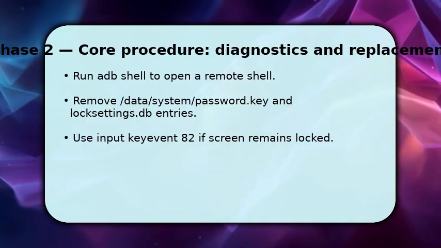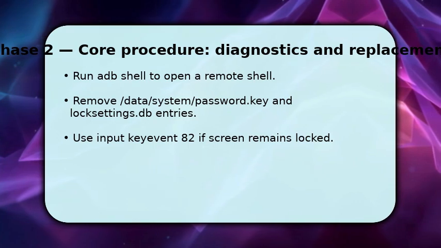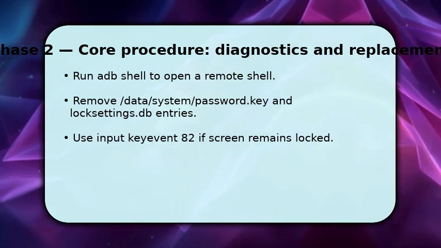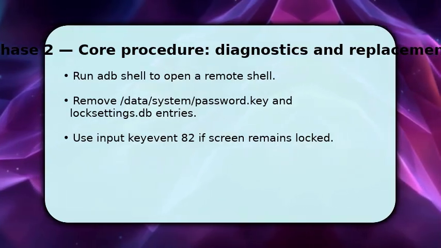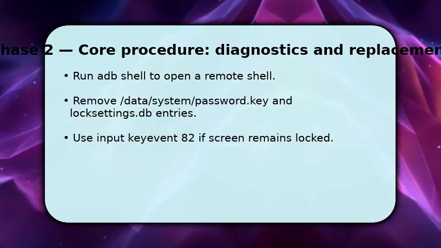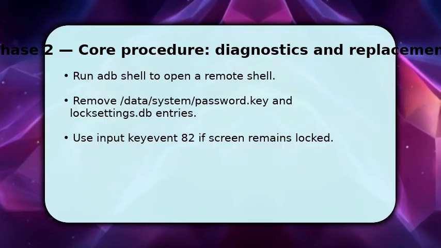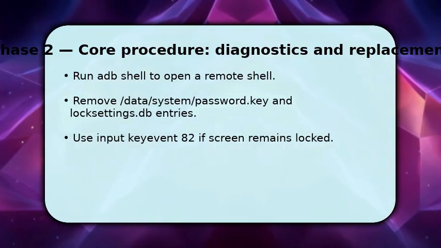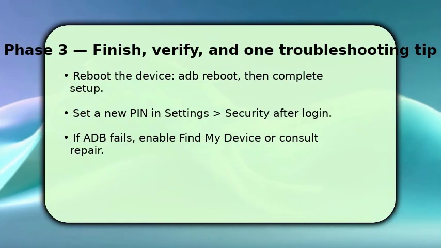If the device denies rm, use adb shell sqlite3 /data/system/locksettings.db "delete from" only on devices where sqlite3 exists. Once removed, send input. You finish by rebooting the phone with adb reboot so the system rebuilds lock settings cleanly. When it restarts, swipe or use input keyevent 82 to reach the home screen.